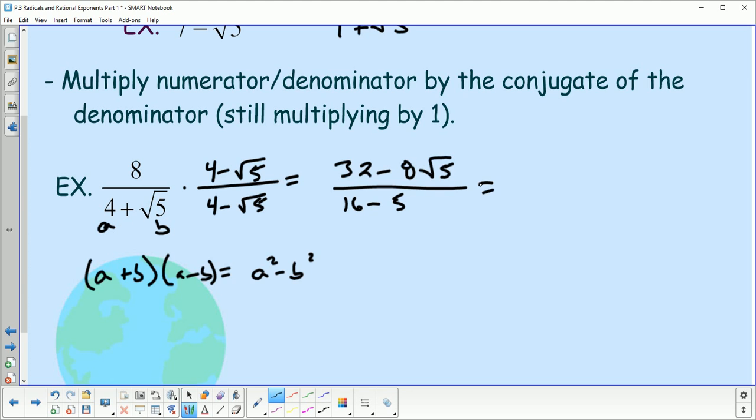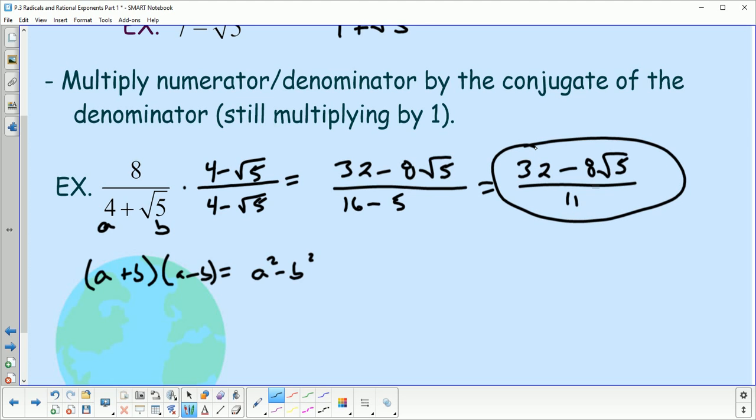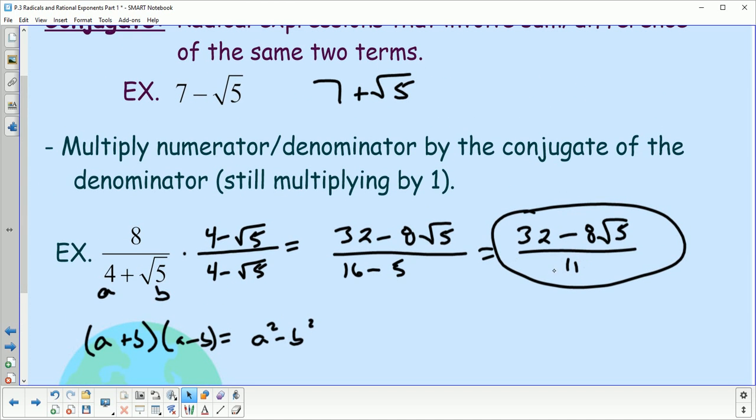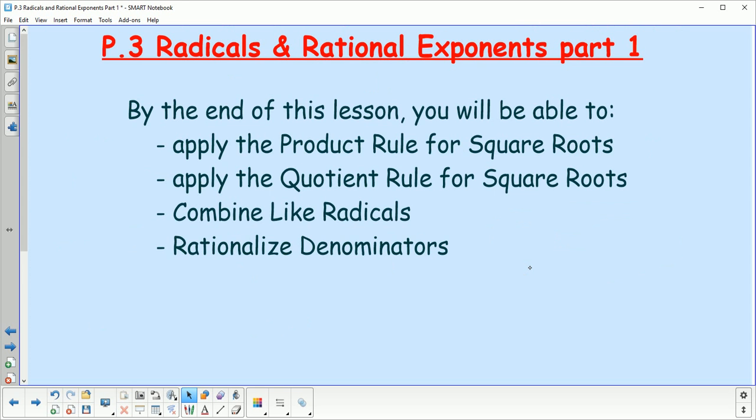So we can simplify one more step. 32 minus 8 square root of 5 all over 11. And that would be our rationalized denominator, so that now you see we don't have a square root in the denominator, which means we're going to have less round-off error, which means our calculations are going to be more accurate. And that is the big part for this lesson, rationalizing the denominator.